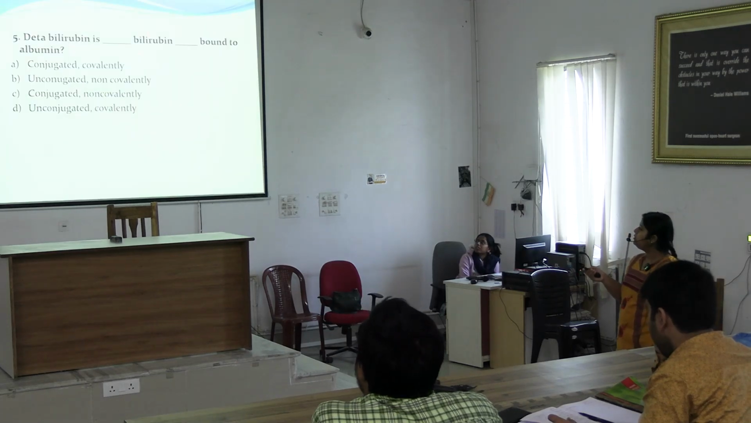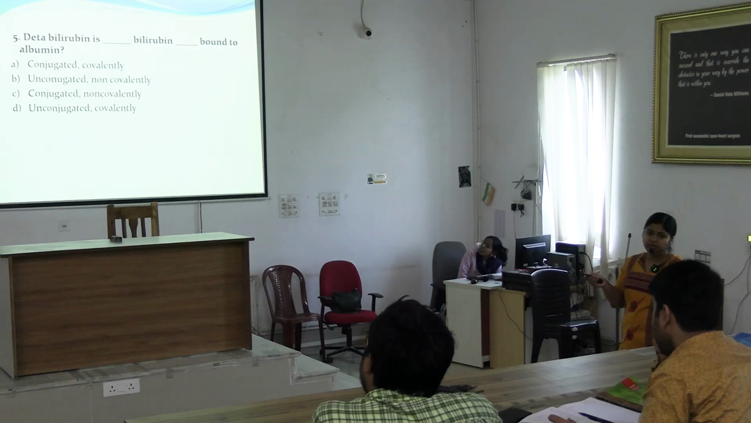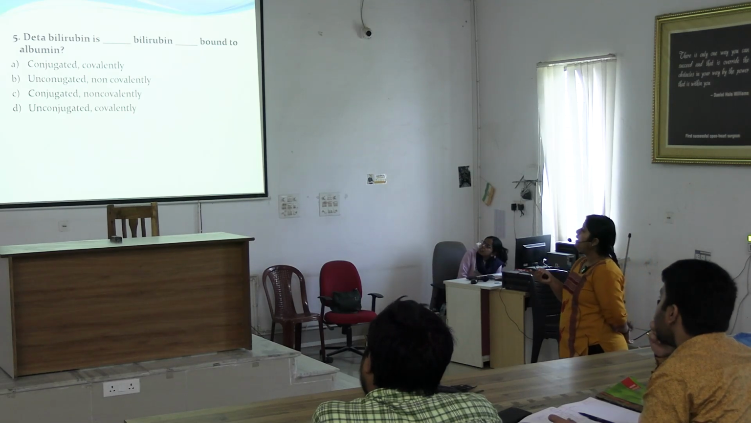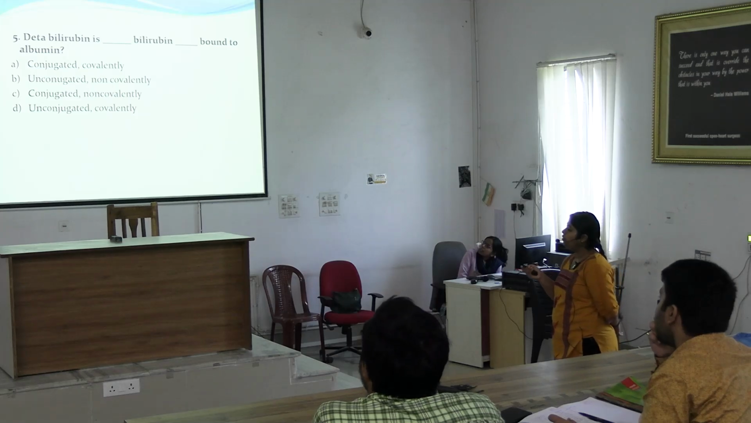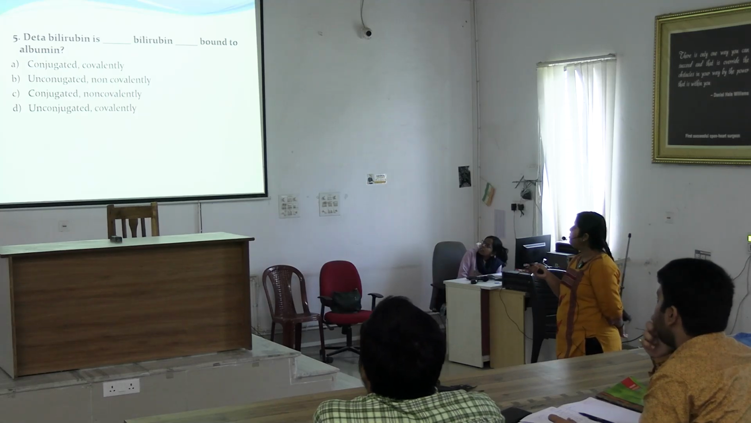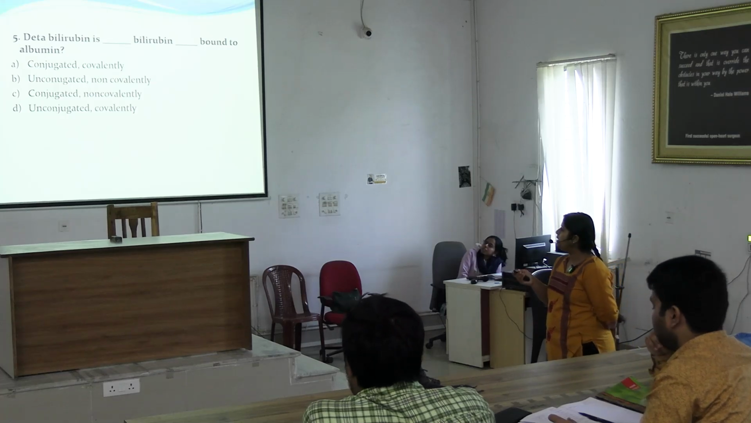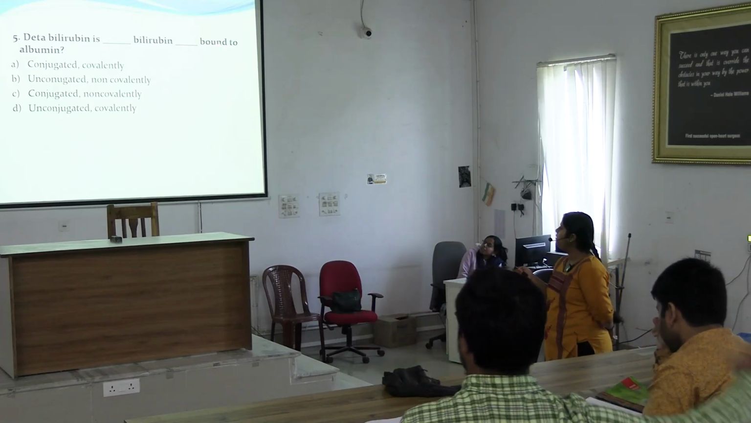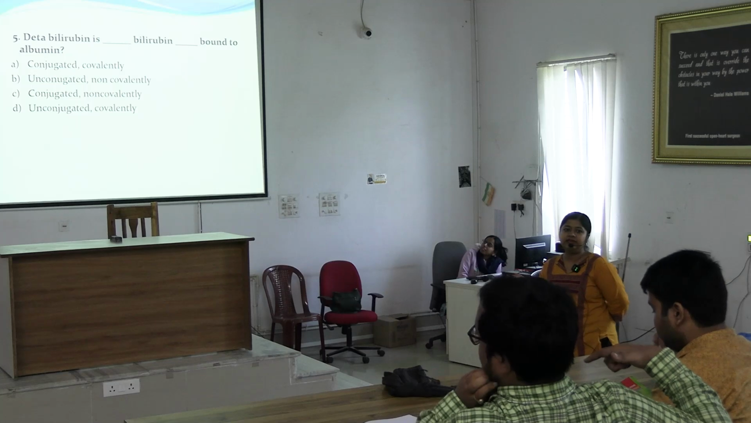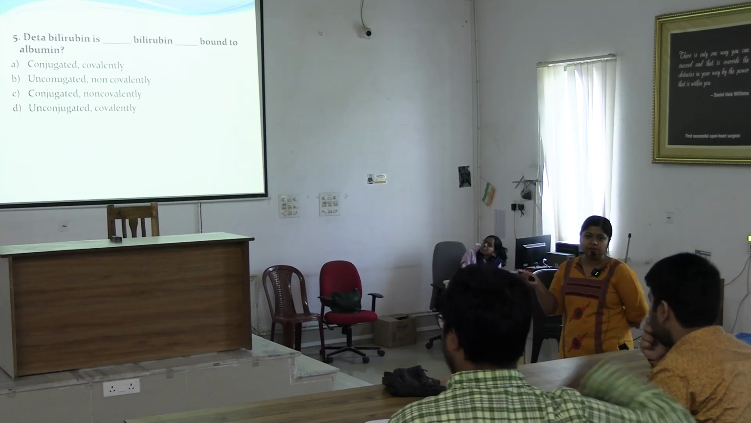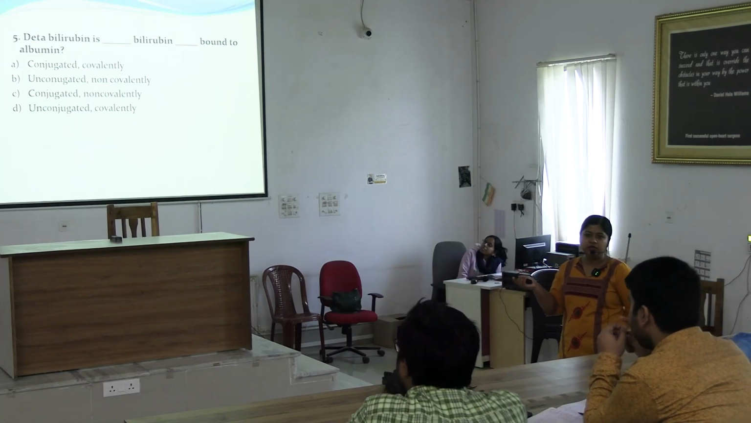Delta bilirubin is which kind of bilirubin and how is it bound to albumin? I have not taught this, but from here I am telling it. It is a conjugated type of bilirubin which is covalently bound to albumin. So delta bilirubin is nothing but conjugated bilirubin covalently bound to albumin, and it cannot pass the glomerular membrane and cannot be present in urine.